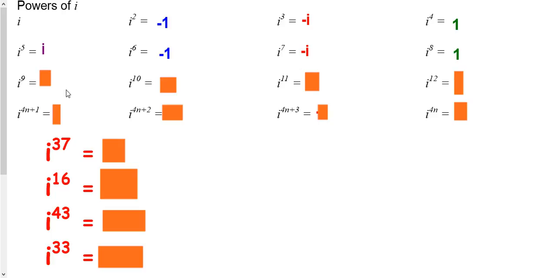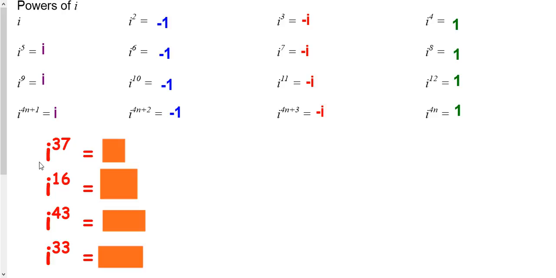And then this pattern continues because i to the ninth would be an i to the eighth, which we know is 1, times another i, so we get i. I to the 10th would be an i to the eighth times an i squared, which would be a 1 times a negative 1, which is negative 1, and so on. So if our exponent's a multiple of 4, it's going to be 1. If our exponent is 1 more than a multiple of 4, we get i. If our exponent is 2 more than a multiple of 4, we get negative 1. If it's 3 more than a multiple of 4, we get negative i.